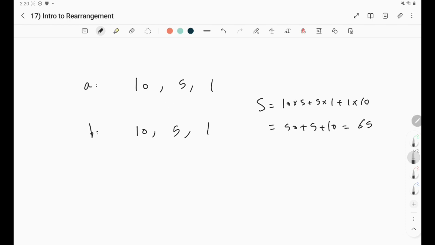However, what you can definitely know is which one is the maximal sum, how to get the maximal S, and how to get the minimal S. So basically this is the rearrangement inequality. It just tells you how to get the maximal sum and how to get the minimal sum.